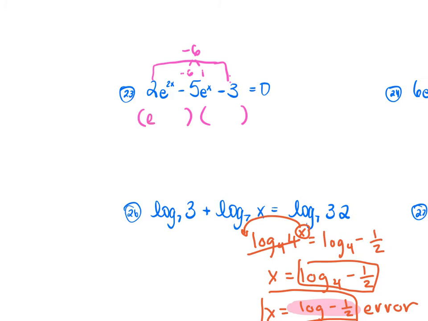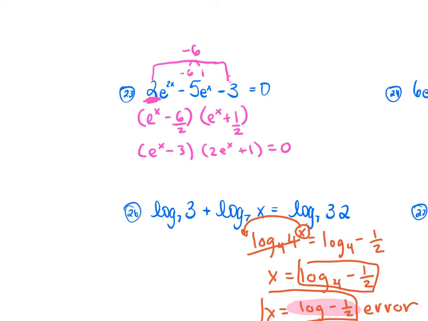e to the x. So e to the x minus 6 and e to the x plus 1. Can't forget that we started with 2, so we would have to divide both of these by the 2. Simplify it if we can. So e to the x minus 3 times e to the x plus 1 is equal to 0. What do we do from here?